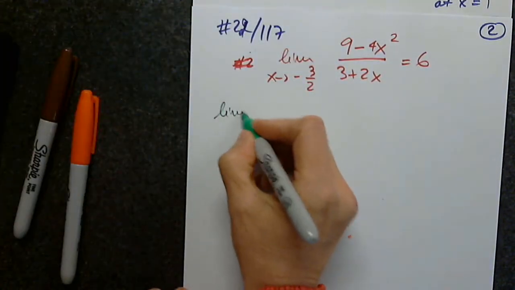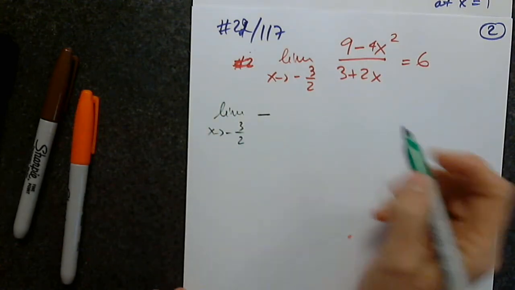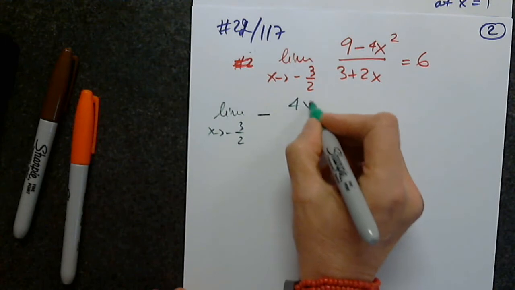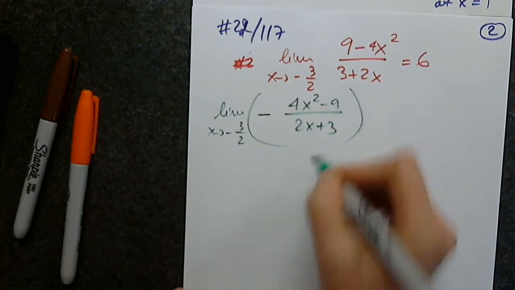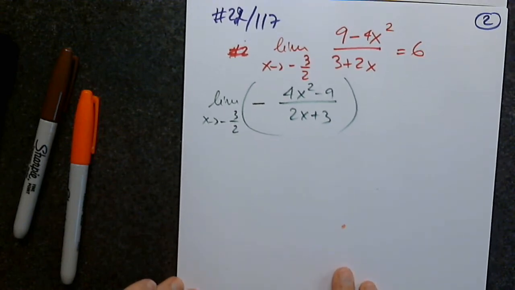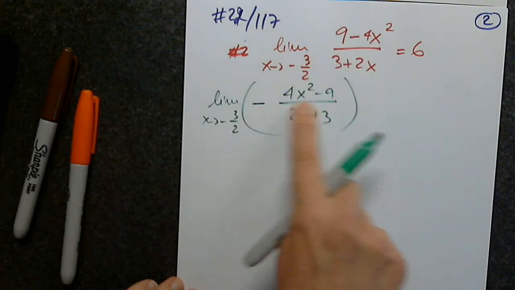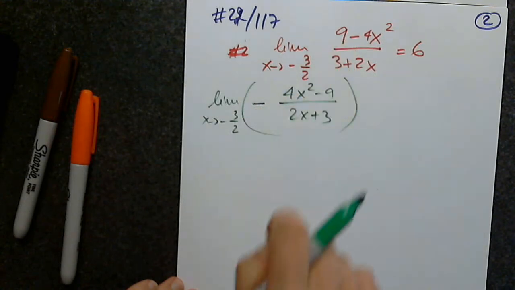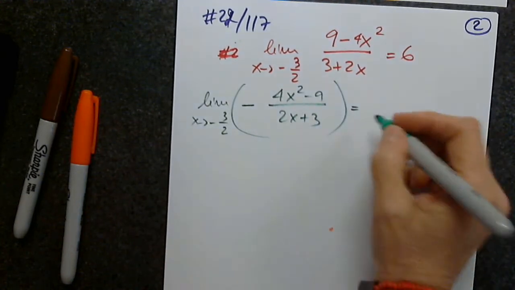So limit as x approaches negative 3/2, negative in front of the fraction line, 4x squared minus 9 over 2x plus 3. Would it be plus 9? Negative 1 times 4x squared, negative 1 times negative 9. Is that okay? Very good. Always tell me if you see something, because you may be right and I may be wrong. I'd rather go back and check. So never be afraid to say something, anything.